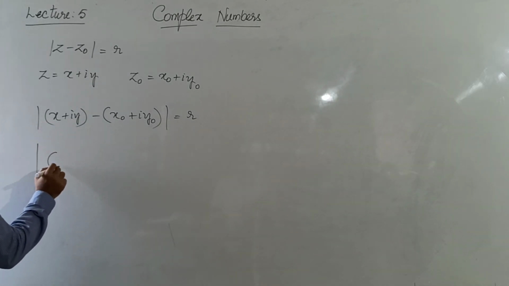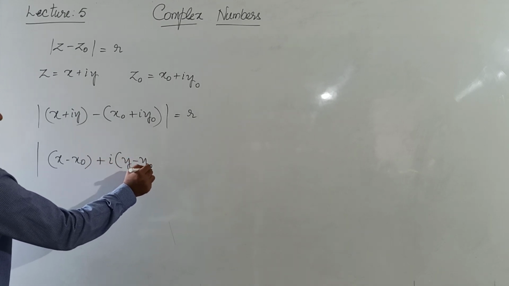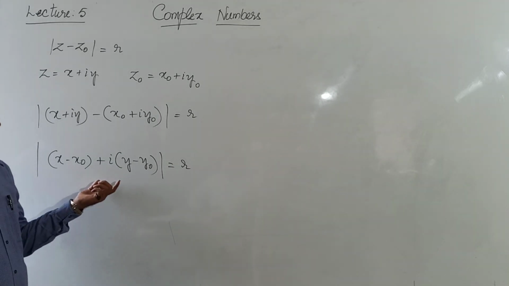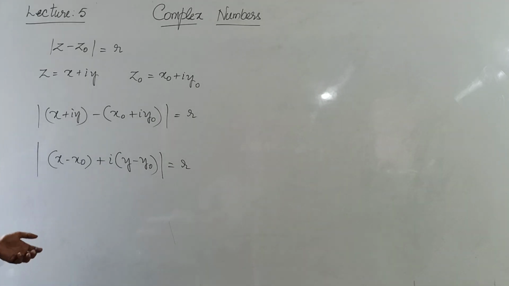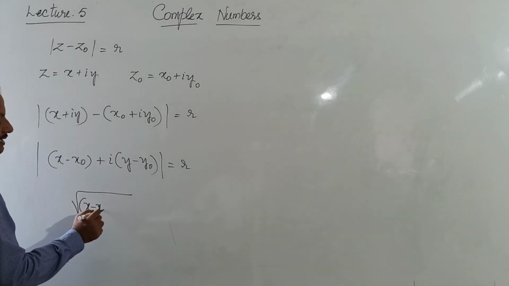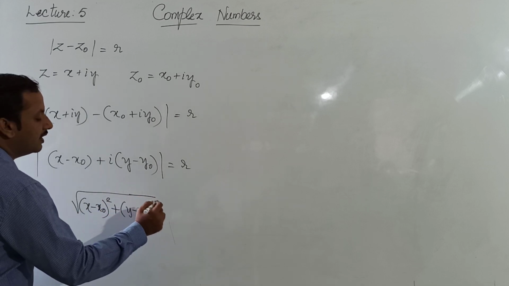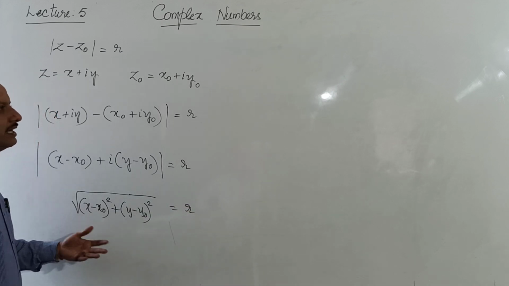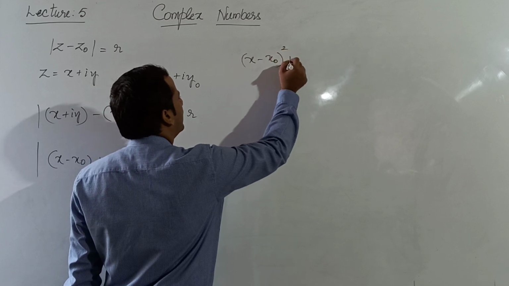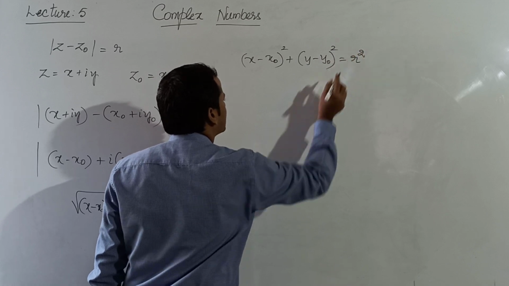Now I can write this as x minus x naught plus i into y minus y naught is equal to r. I want the modulus of this. Modulus of x plus iy is square root of x square plus y square. So the modulus of this complex number is root of x minus x naught whole square plus y minus y naught whole square is equal to r. Now I will square this equation. When I square this, I am going to get x minus x naught whole square plus y minus y naught whole square is equal to r square.